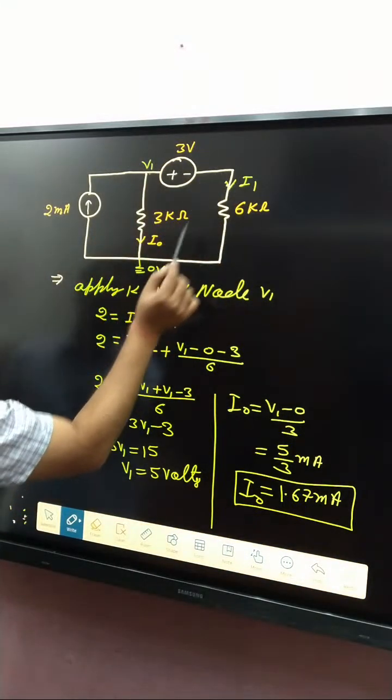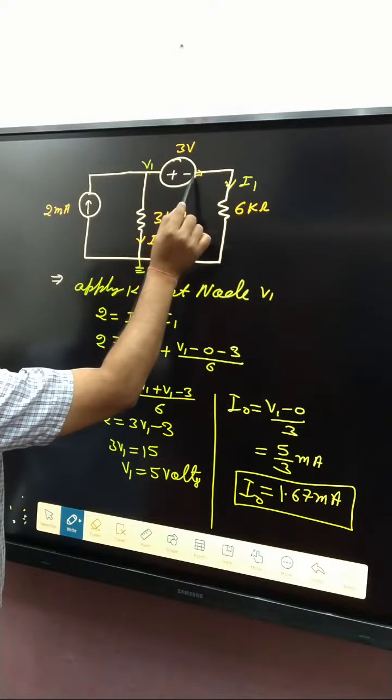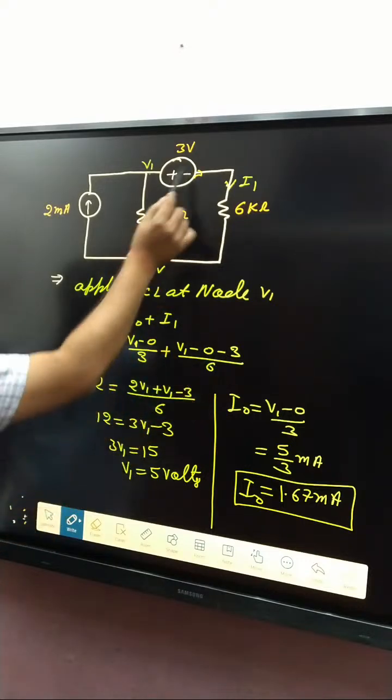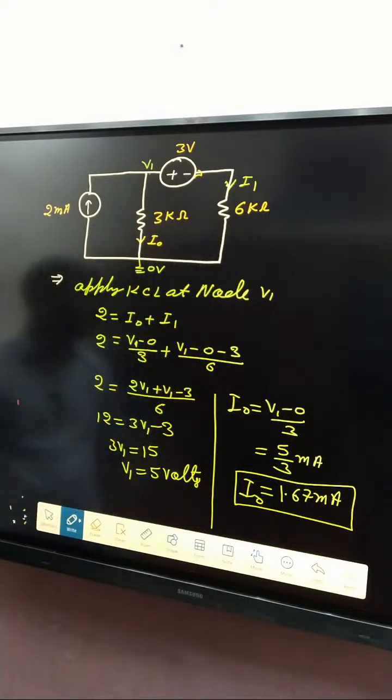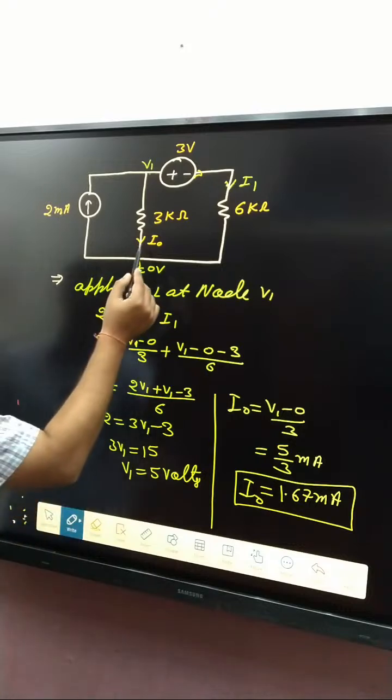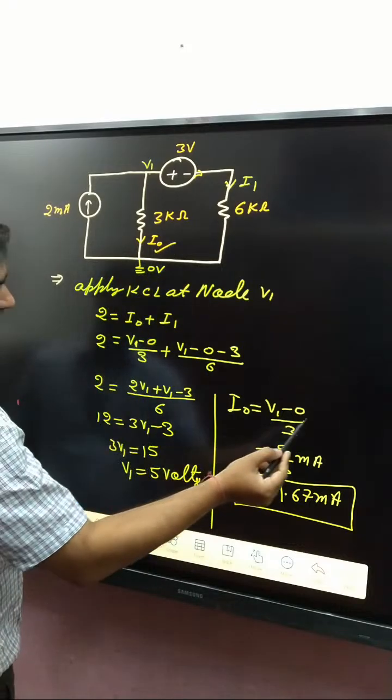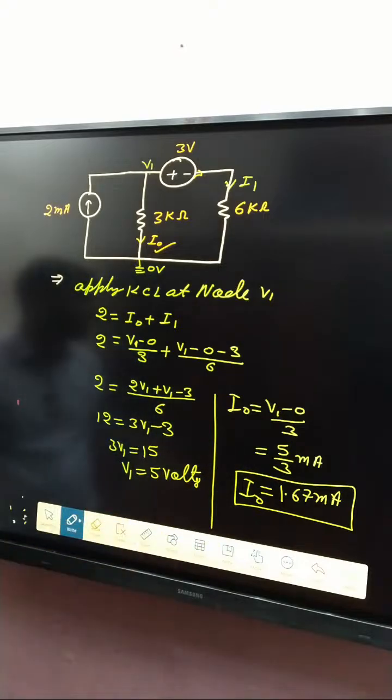V1 minus 0, and current leaves from the negative terminal, so minus 3 divided by how many resistors are connected in this branch? Simply 6. So after solving, we got V1 is 5 volt. And lastly, our target is to determine I naught, so I naught is (V1 minus 0) by 3. Put this value in, and we get the answer.